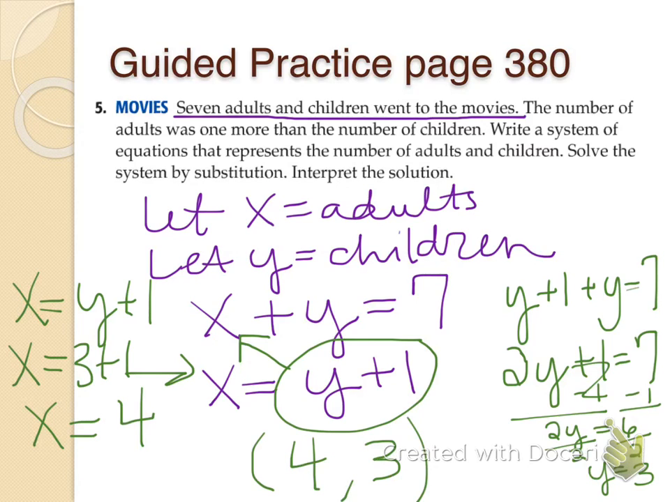We can check that. 7 adults and children went to the movies. Yes, 4 plus 3 is 7. The number of adults was 1 more than the number of children. Yes, the number of children was 3. The number of adults was 4.